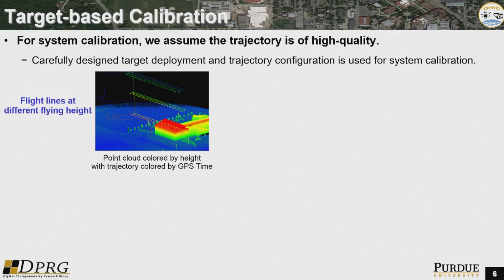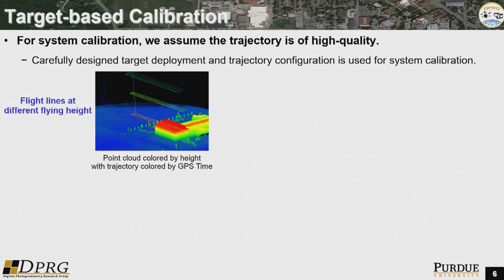So the first thing is what we call system calibration: how we determine the internal characteristics of each sensor, whether it's the LiDAR or the camera. We call these IOP, or interior orientation parameters, as well as the mounting parameters between your LiDAR, your camera, and your GPS-INS. So we have what we call target-based calibration methods.